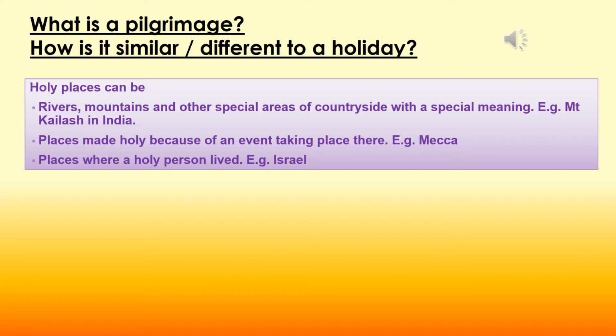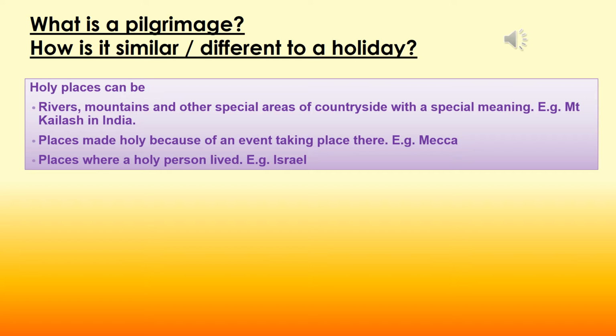So for example, Mount Kailash in India, the river Ganges in India, both very important for certain groups of Hindus, and they would be seen as places to go on pilgrimage, to take a long journey to that is special, and you do particular activities there to reinforce your beliefs, perhaps.